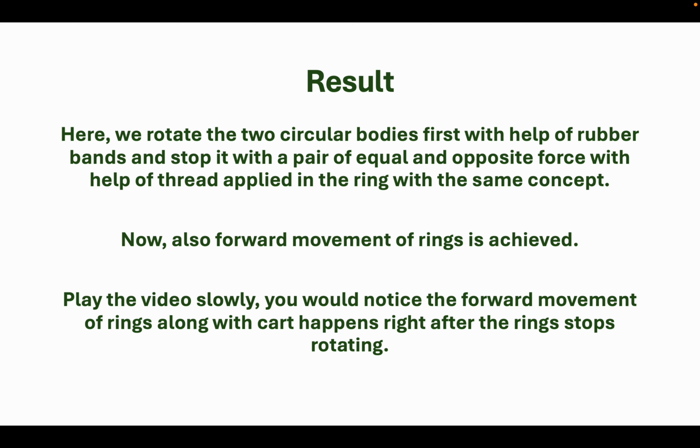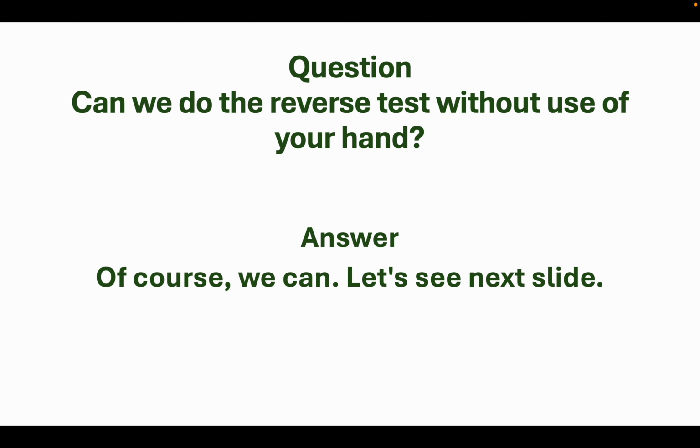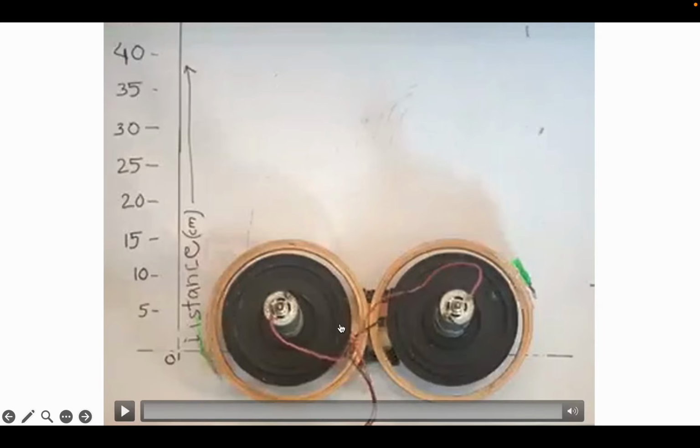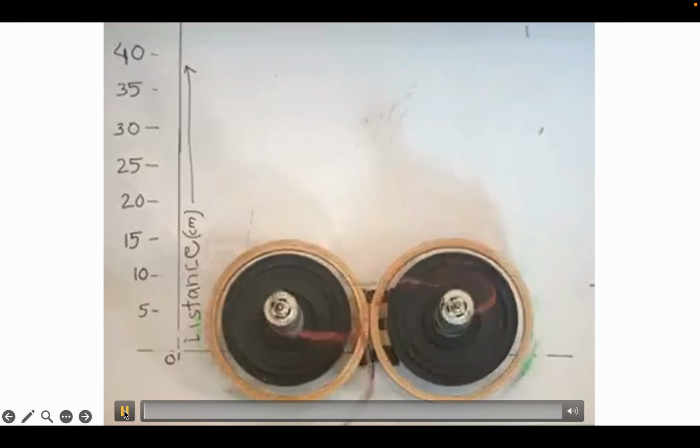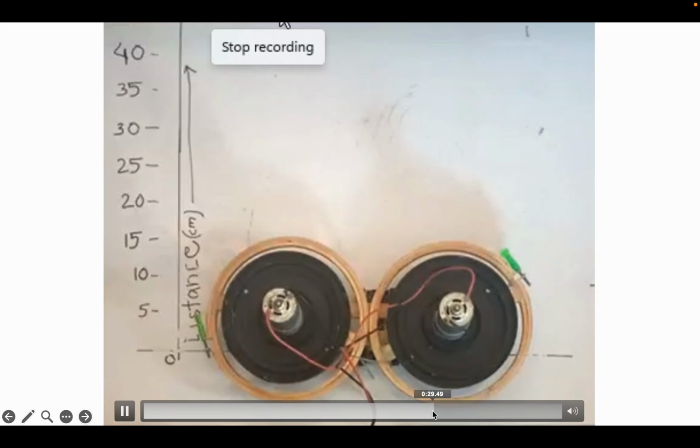Okay, let's move to the next slide. Can we do the reverse test without use of your hand? Answer: of course we can. Let's see the next slide. Okay, let's see the next slide. And without hand we are going to reverse test. Okay, let's go to the point.